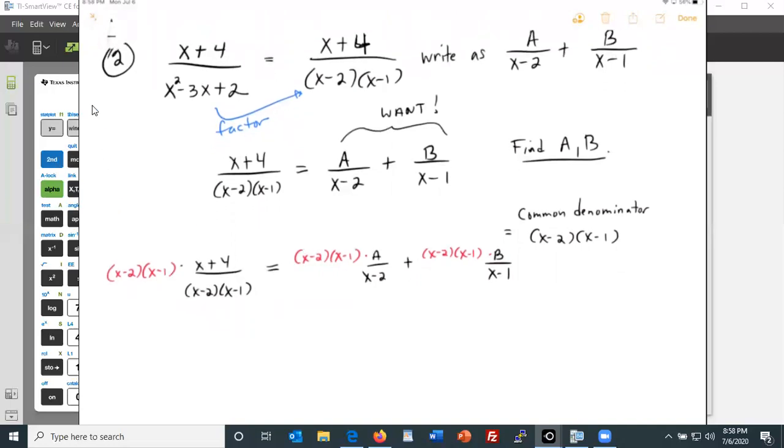And now, once you do that, simplify all that stuff. Lots of simplifications happen in that step. So don't try to solve for anything yet. Simplify, because it simplifies nicely every time. So like on the left side, the x minus 2s and x minus 1s cancel, leaving me with x plus 4. On the right side, with the a term, the x minus 2s cancel, and I get a times x minus 1. Plus b times x minus 2. The x minus 1s cancel.